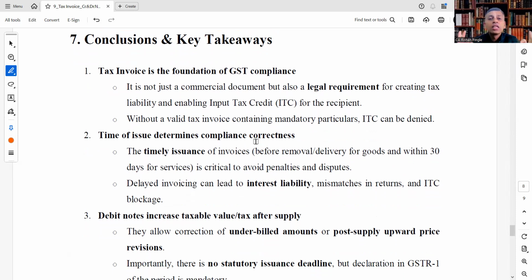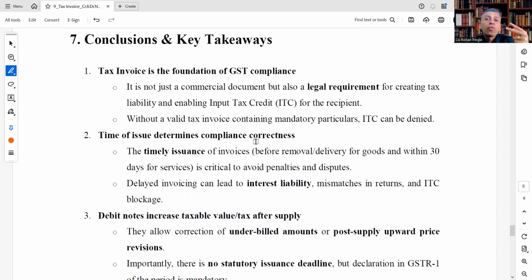First, the tax invoice is the foundation of GST compliance. That is the basic prima facie document. It is not just a commercial document, but also a legal requirement for creating tax liability and enabling the input tax credit for the recipient. Means one document fulfills two important conditions.